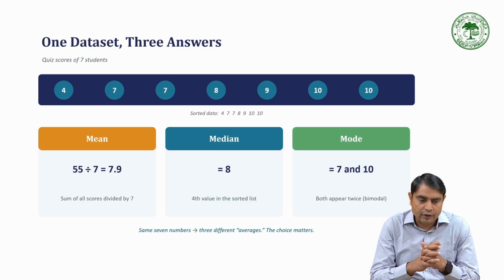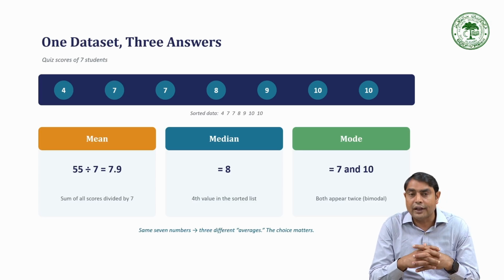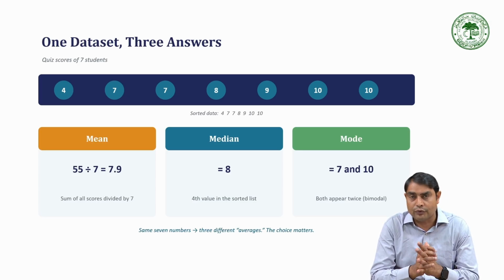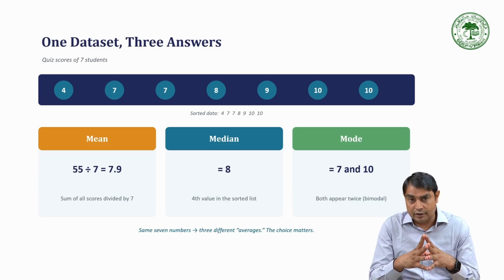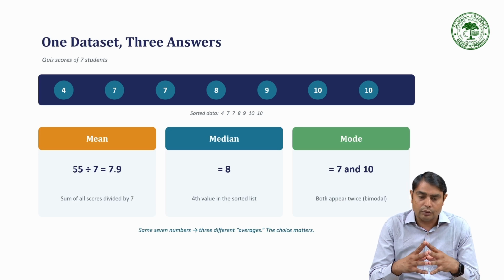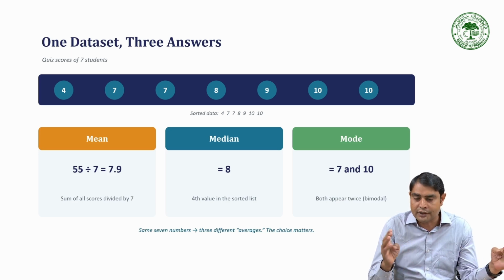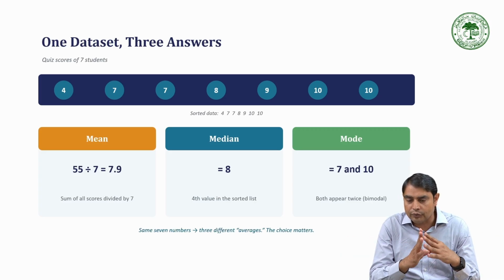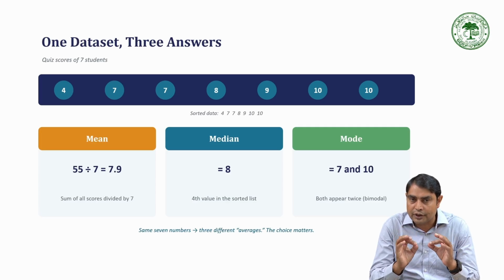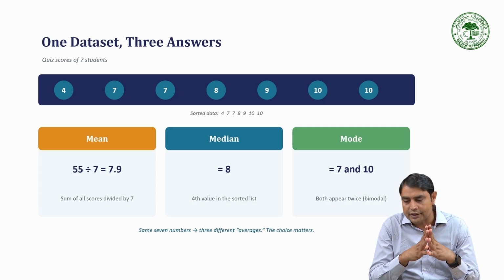So there is data on your screen: 4, 7, 7, 8, 9, 10, 10. If I want to find the mean, I just add up the values, which is 55, and divide it by the number of counts, which is 7. So 55 by 7 is 7.9, which is the mean. Median is positionally the middle. So 4, 7, 7 are on the left-hand side, 9, 10, 10 on the right-hand side, and the value at the 50th percentile is 8. 8 is absolutely in the middle. So I can say the median is 8.